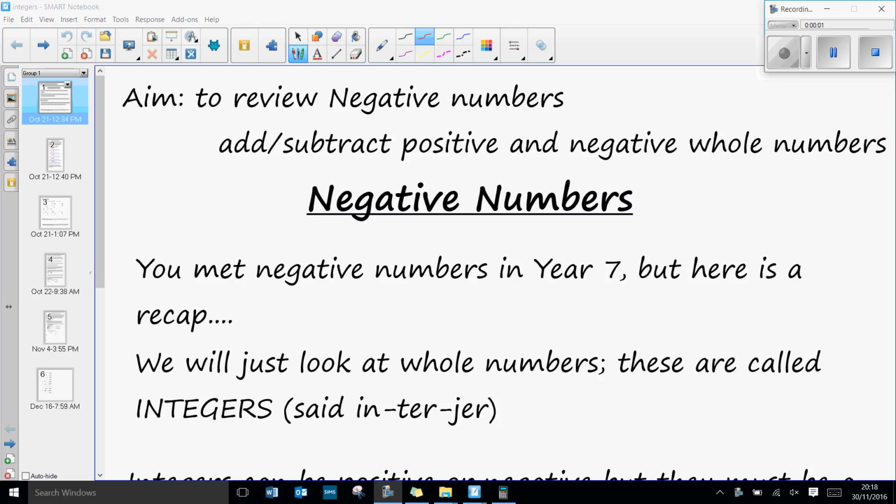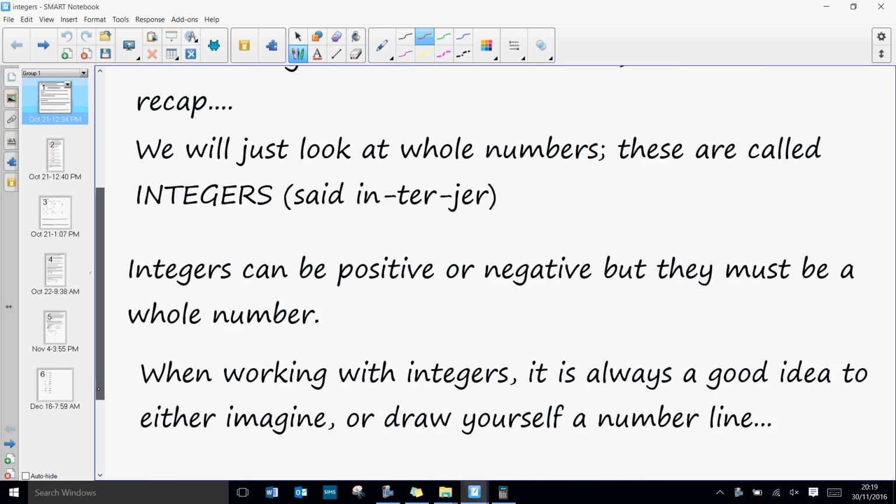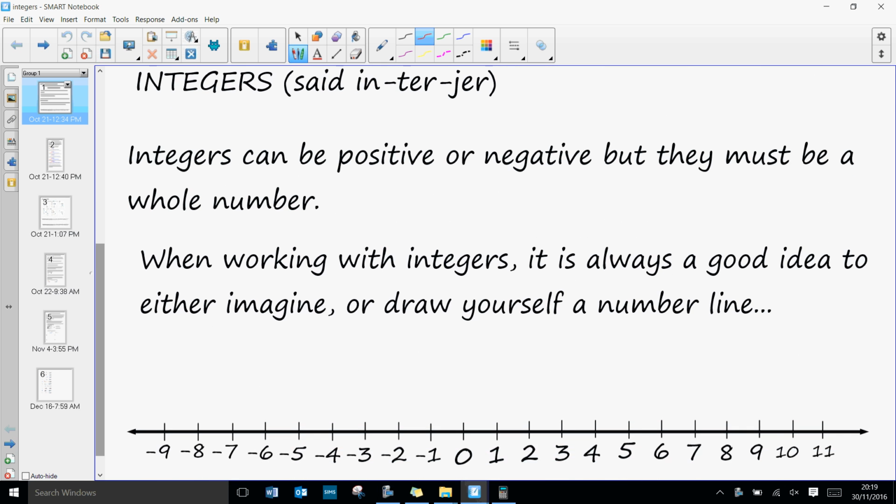Look at negative numbers. So you've met these previously in year 7, so just to recap. We're looking at whole numbers, and these are called integers. Integers can be positive or negative, but they do have to be a whole number. When we're working with integers, it's always a good idea to either imagine or draw yourself a number line.